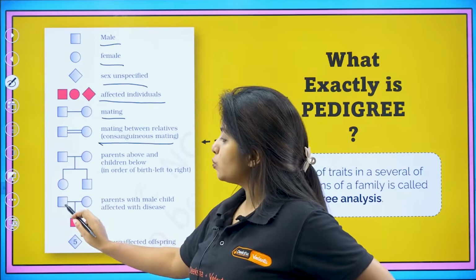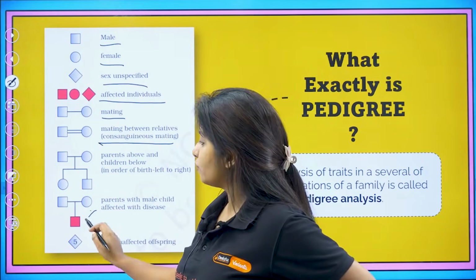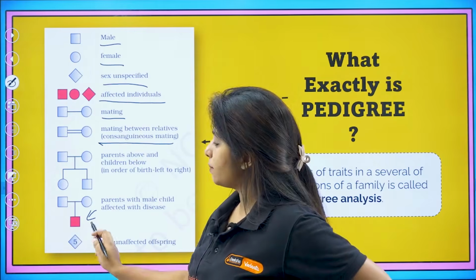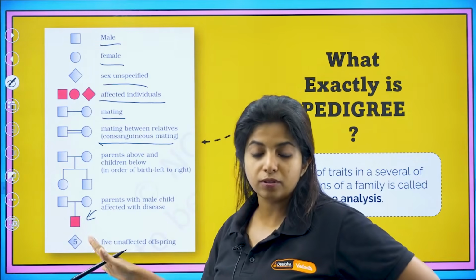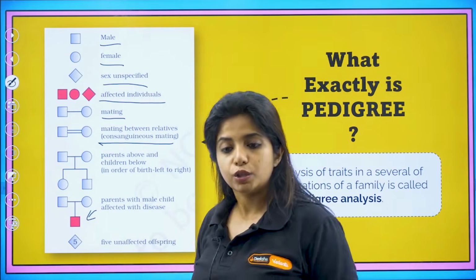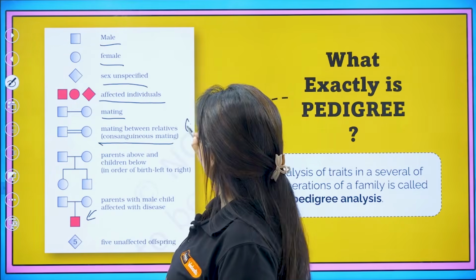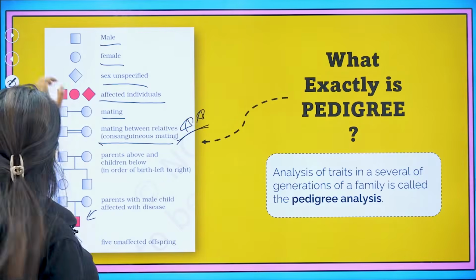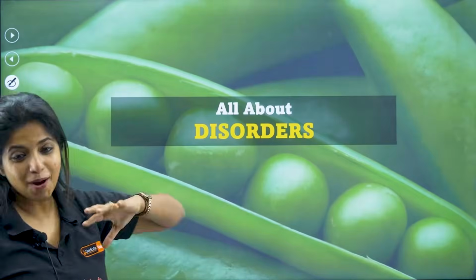Now over here this male and female have mated, and now they have an affected child. Suppose over here they have made a shape and written 5, that means 5 children are born, but the sex is not specified. And this one is the most important out of all of it.